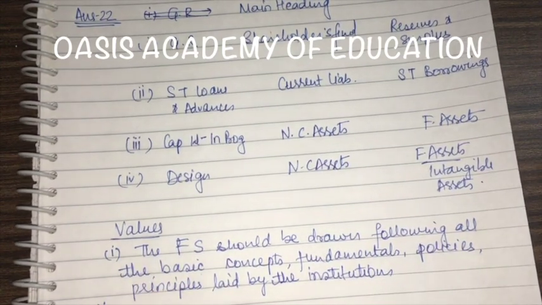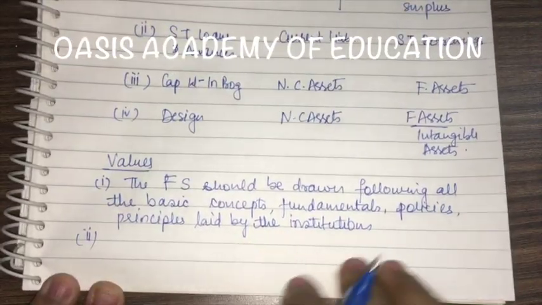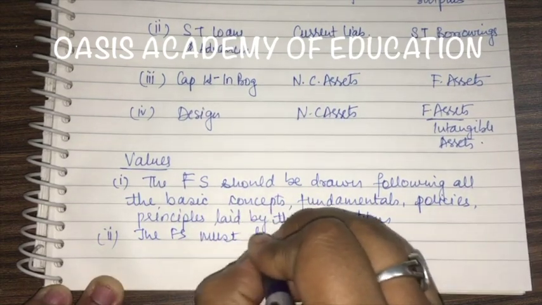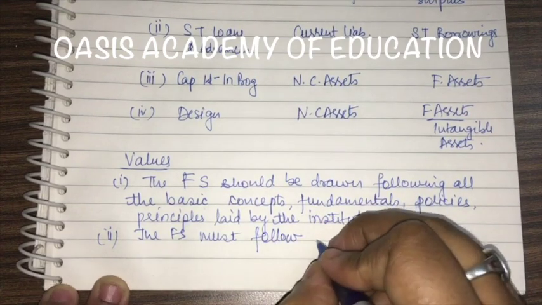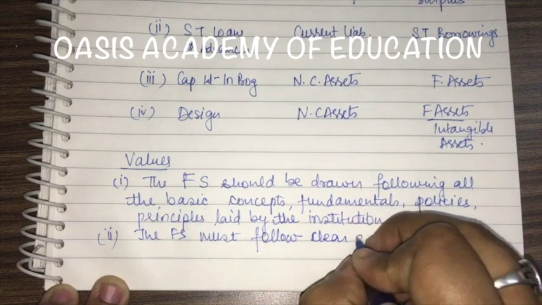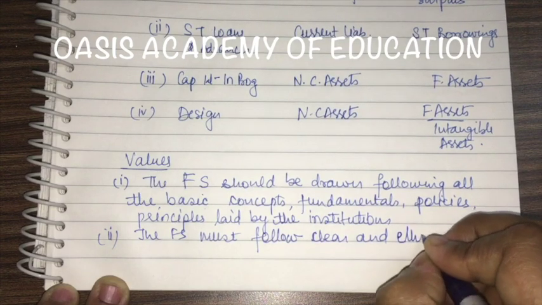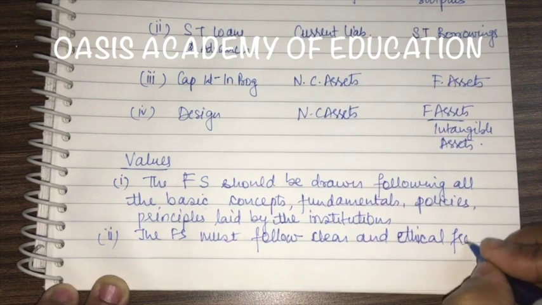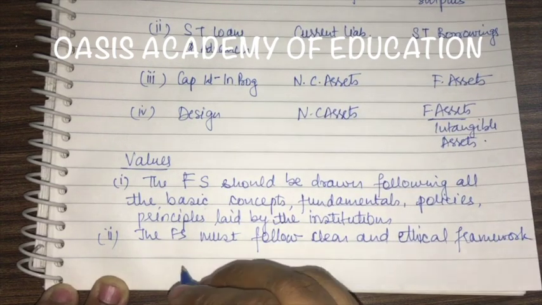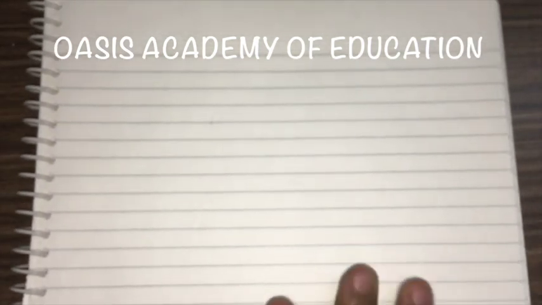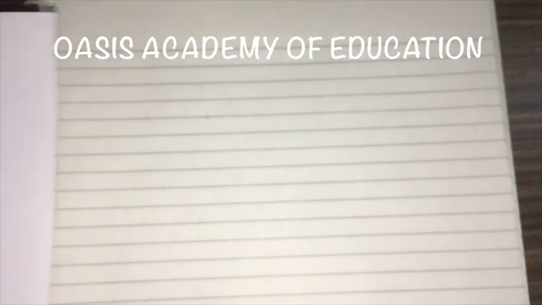And the second value that can be drawn is the financial statements must follow clear and ethical framework. राइट. इसमें आप और भी चीज़ें लिख सकते थे कि लीगली करेक्ट होना चाहिए, सारे रूल्स एंड रेगुलेशंस फॉलो करना चाहिए, राइट. तो आप कोई भी बेसिक इसमें पॉइंट्स लिख सकते थे.